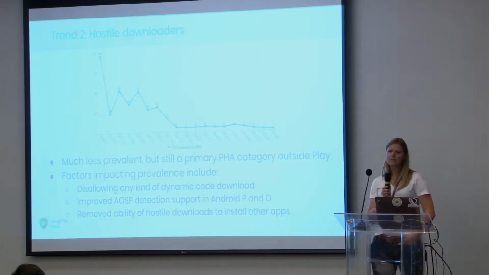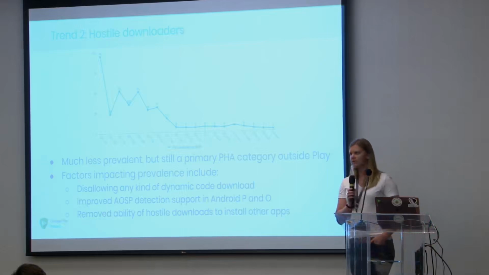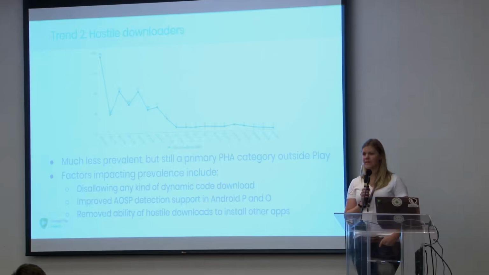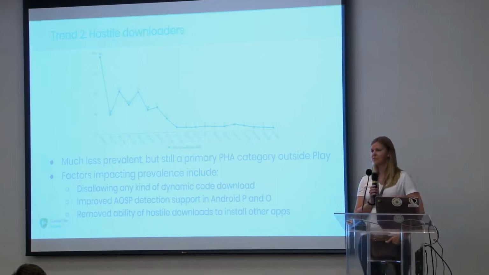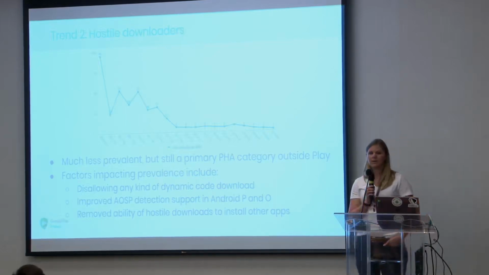And then lastly, we've also removed the ability of hostile downloaders to install other apps. So in general, if there's a PHA on a device and it tries to install another app, we'll show the user a warning, regardless of that app, to try and warn them that we know this is coming from a PHA, so you may want to be extra careful about what this is. But in the case of a known hostile downloader, we actually automatically block that download to try and stop the spread of this particular category. So we think those are the kind of factors which are leading into this trend.